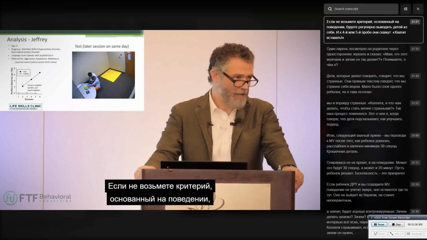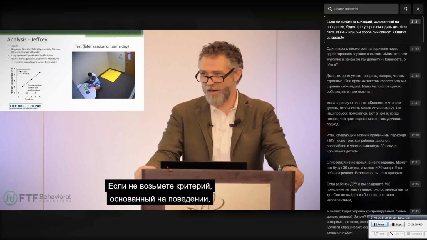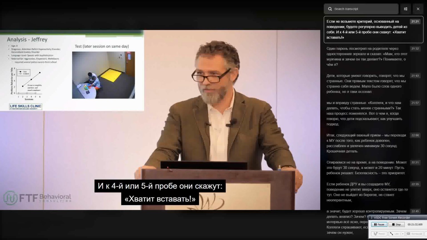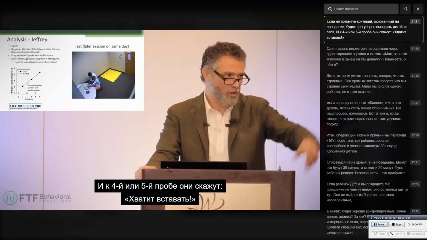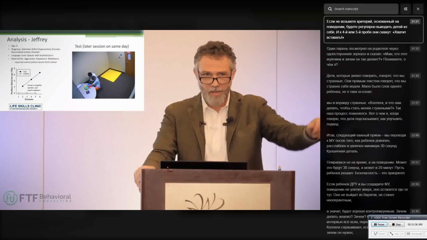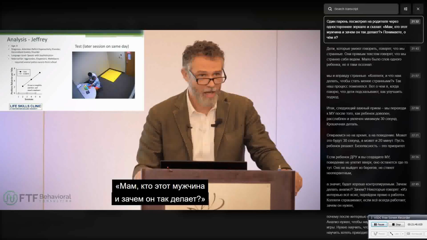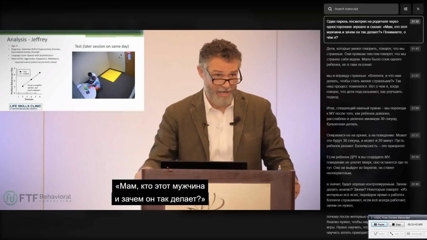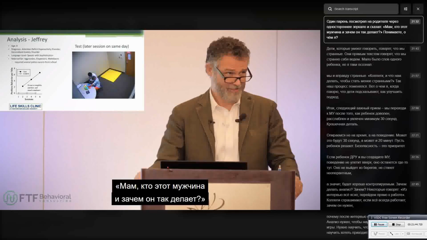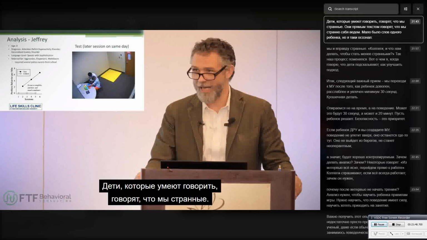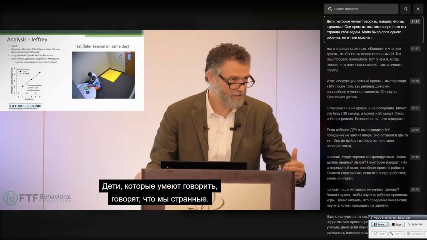And if we don't do that, if we don't have a performance-based criterion, we systematically irritate kids. So by the 4th or 5th EO, language-able kids are saying, don't you stand up. I've had kids look through the one-way mirror at their parent, and this is exactly what he said. Mom, who is this guy? Why is he doing this? Do you see what I'm saying? If children can talk, they will tell us, we are weird.